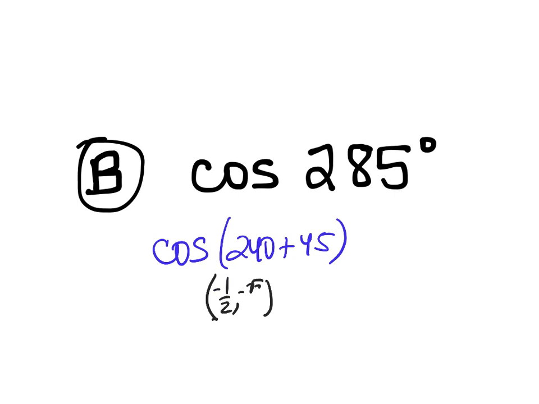-1/2 and -√3/2. Okay, and what's the ordered pair at 45? √2/2, comma, √2/2. That's one that you guys will always memorize.